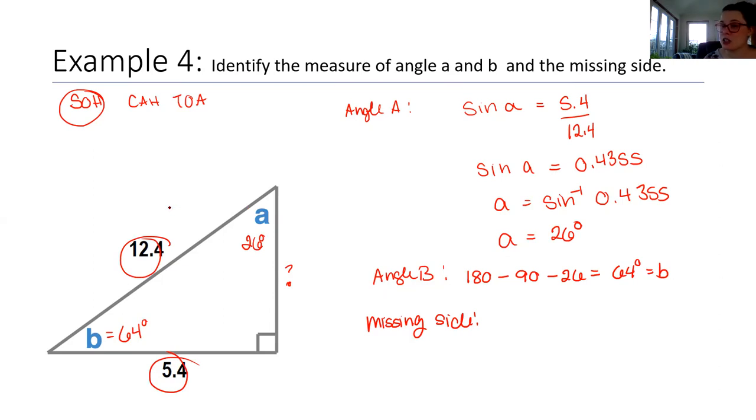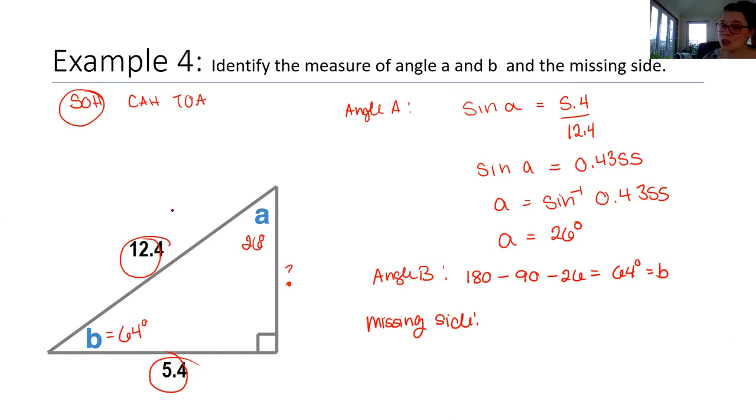And in this case, I would suggest using Pythagorean theorem. Don't use SOHCAHTOA. Why? Well, the reason we want to use Pythagorean theorem is I'm less likely to make a mistake. I don't have to use a number that I've calculated. What if I made a mistake calculating angle A? That's going to have my side incorrect, even if I use the formula perfect.